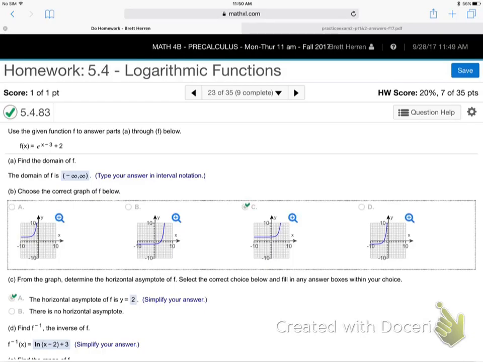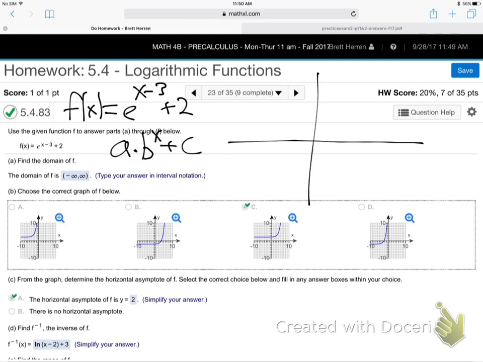And now, last minute or two here. Okay, so they give me f of x equals e to the x minus 3, plus 2. Well, they're going to ask me to graph it, so can we graph it first off? How about that? Let's graph it. Remember, a times b to the x minus h, plus c. So can we graph it?